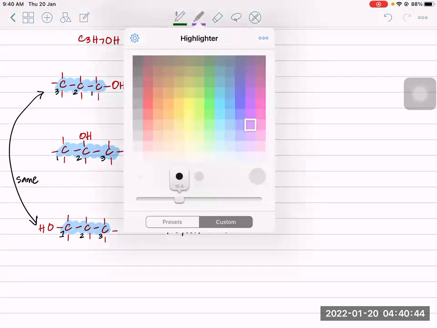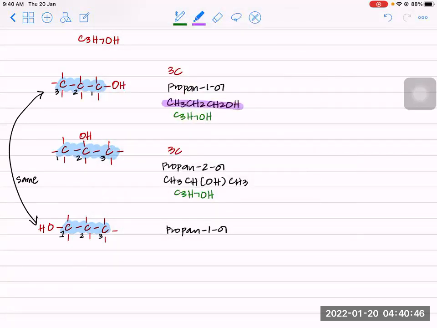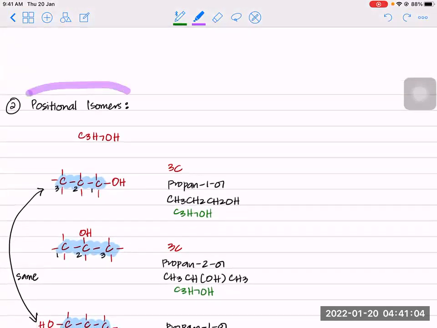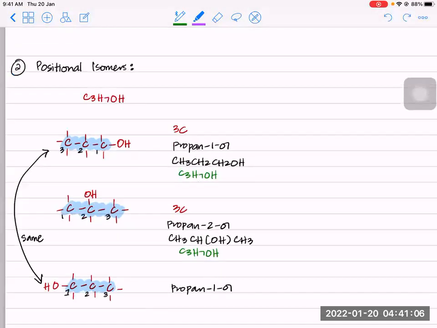Molecular formula is the same, but the structural formula is different. And why is that? Because of the position of the functional group. Here it's on carbon 1. Here it's on carbon number 2. So the position is different. Therefore, this would be what? Positional isomers of each other.